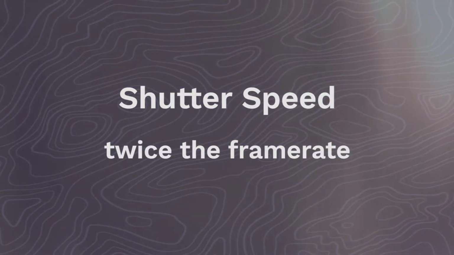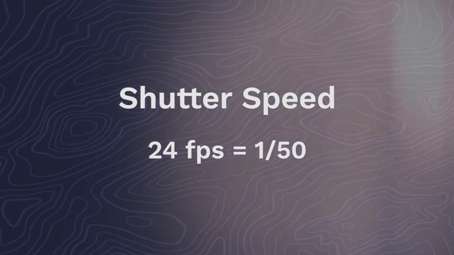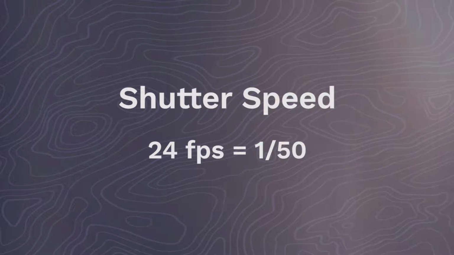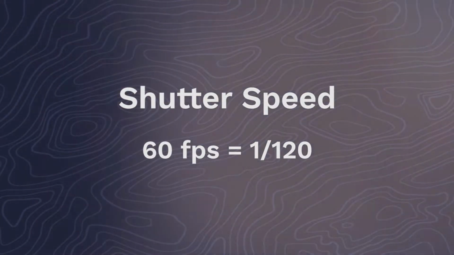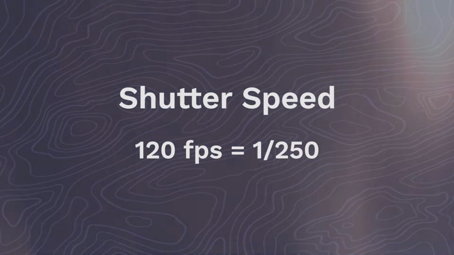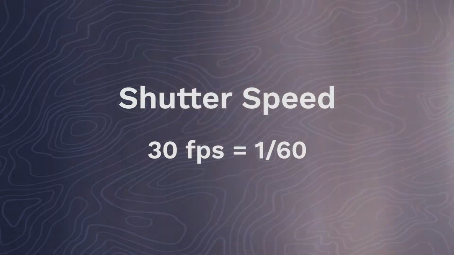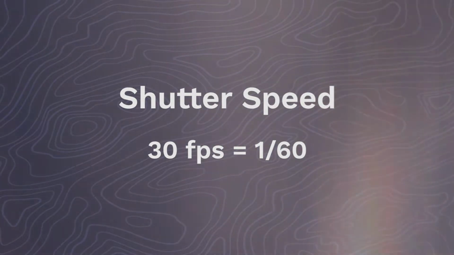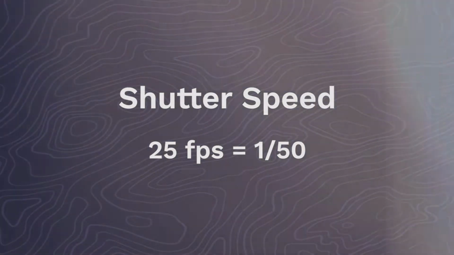The shutter speed needs to be twice the frame rate. So if shooting 24 frames per second, the shutter must be 1/50th for natural motion blur. If 60 frames per second, then 1/120th. If 120 frames per second, then 1/250th. If shooting 30 frames per second, then twice that would be 1/60th. Those operating in PAL at 25 frames per second would also use 1/50th.